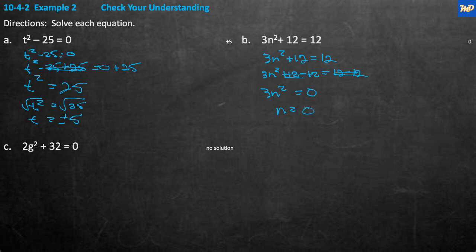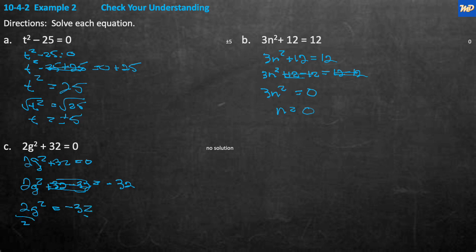And now let's do the last one. We're going to do the same thing. So we have 2g squared plus 32 equals 0. 2g squared plus 32 minus 32 is equal to minus 32. These 32s cancel over here. So we get 2g squared is equal to minus 32. We can divide both sides by 2 and get g squared is equal to minus 16.